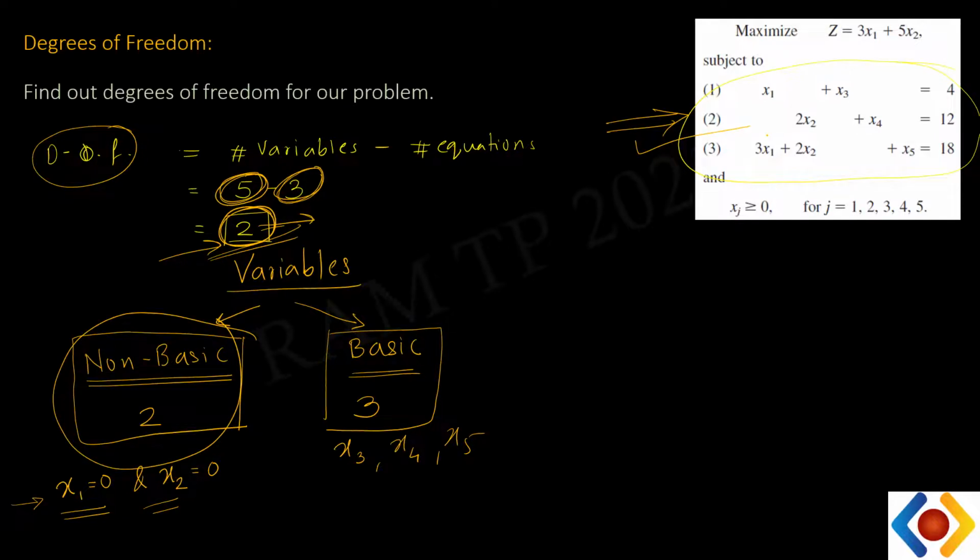So we are assuming a value? Yes, we are going to assume a value. That value can be anything in general. But when it comes to the simplex method, that value is always equal to 0. So whatever arbitrary value we are assuming, that value will always be equal to 0.